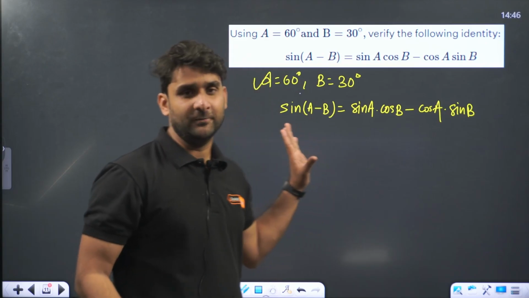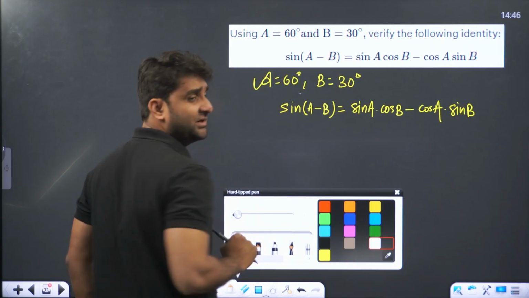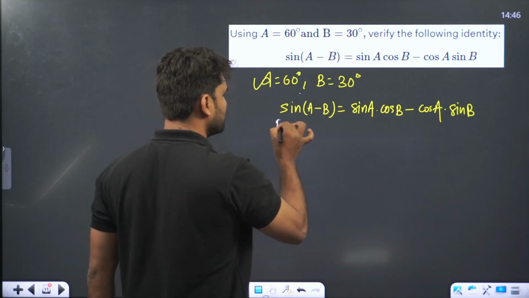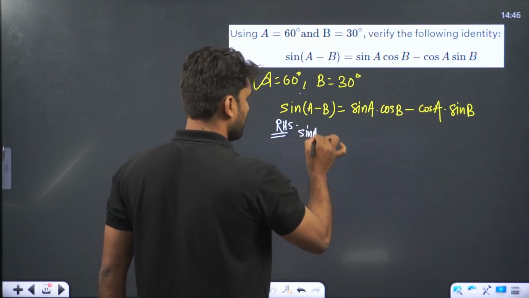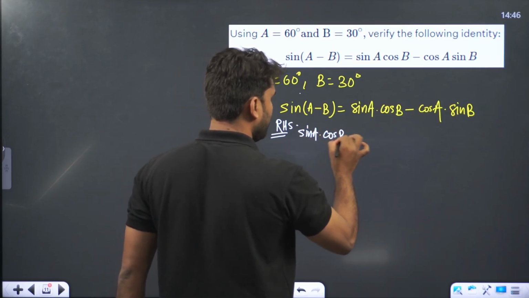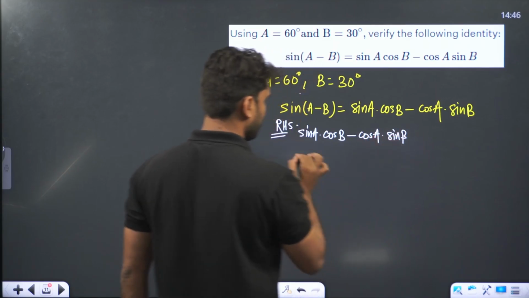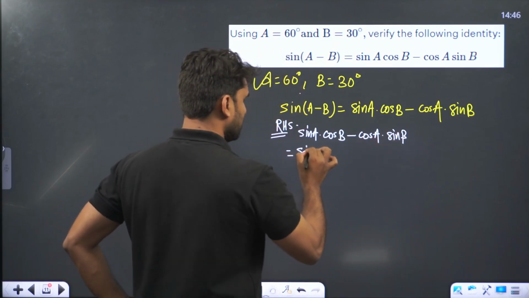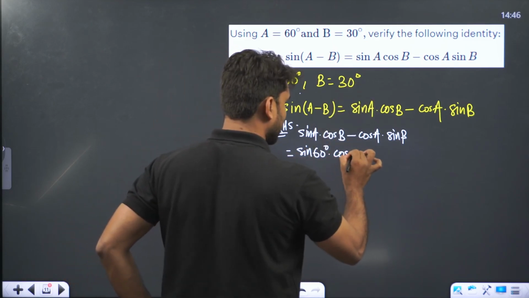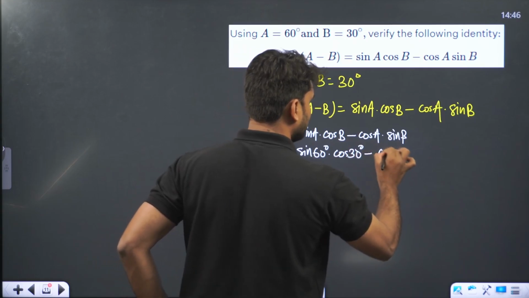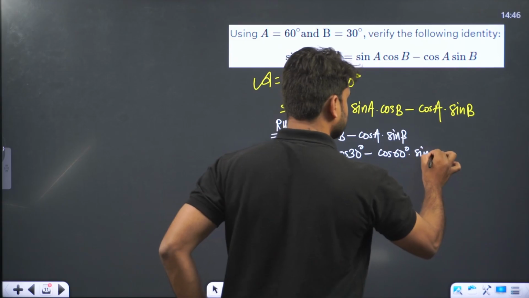But let's verify here. We have to use A as 60 degree, B as 30 degree. So let's solve first RHS. Let's find out the value of RHS. This is sine A into cos B minus cos A into sine B, correct? Okay, sine A means sine 60 degree. Cos B means cos 30 degree, minus cos A means cos 60 degree, sine B means sine 30 degree.